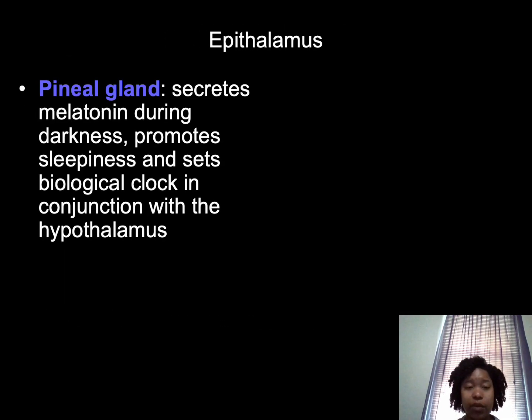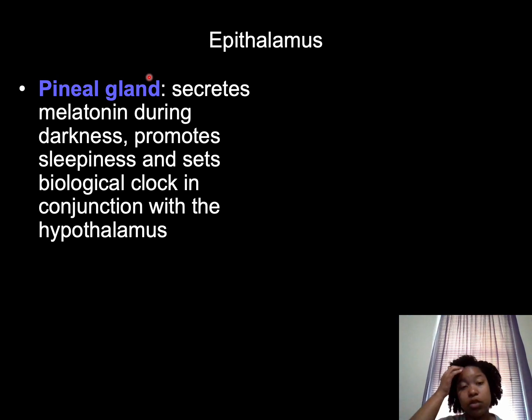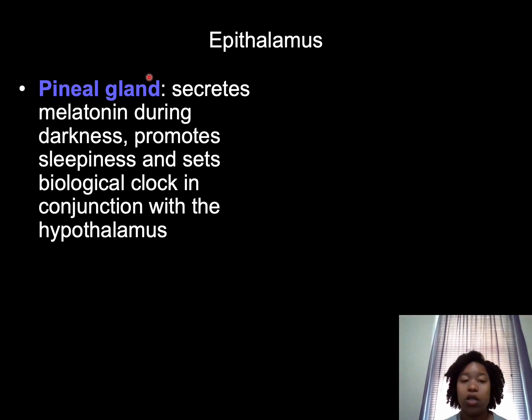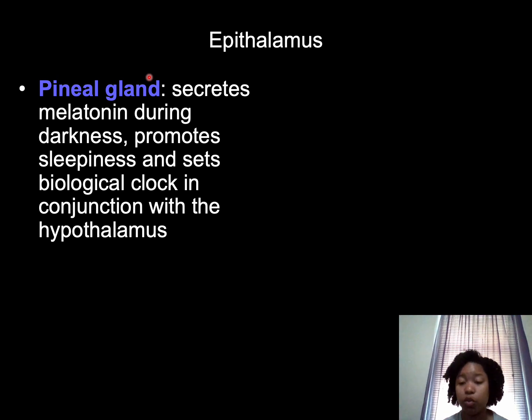And then you have the epithalamus. Present in the epithalamus is the pineal gland, which secretes melatonin during darkness and promotes sleepiness and sets the biological clock in conjunction with the hypothalamus. So this is going to be that relationship between those two things that helps with circadian rhythms. So the pineal gland is sort of what's sensing the daylight or darkness around you and being able to secrete that melatonin to create sleepiness when it's appropriate. So that way you and animals can balance out when they're supposed to be awake and when they're supposed to be asleep.